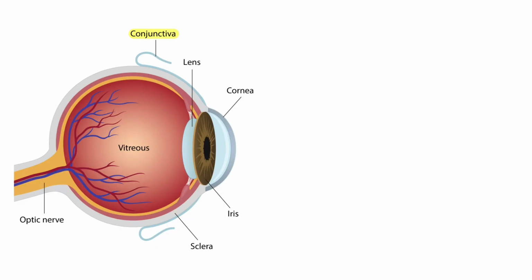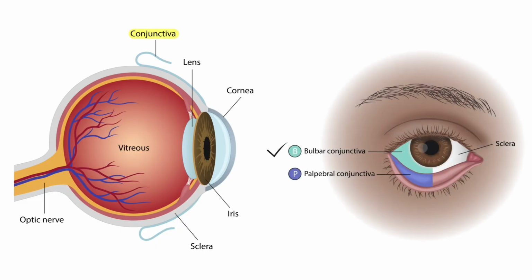The conjunctiva is a clear mucous membrane that lines the front part of the white sclera, called the bulbar conjunctiva, and the back of the eyelids, called the palpebral conjunctiva.